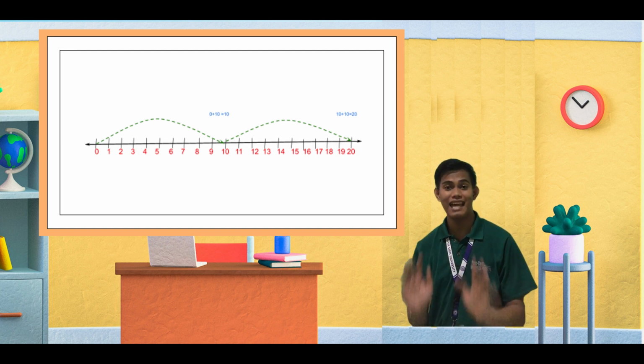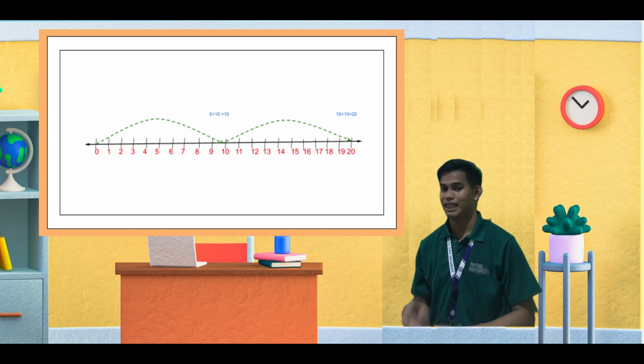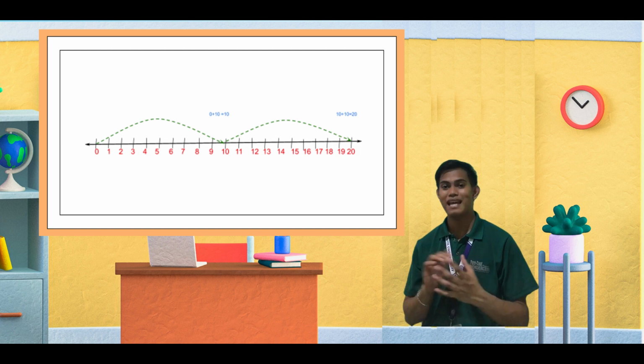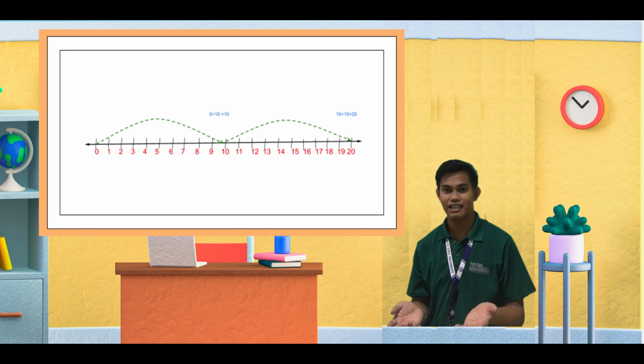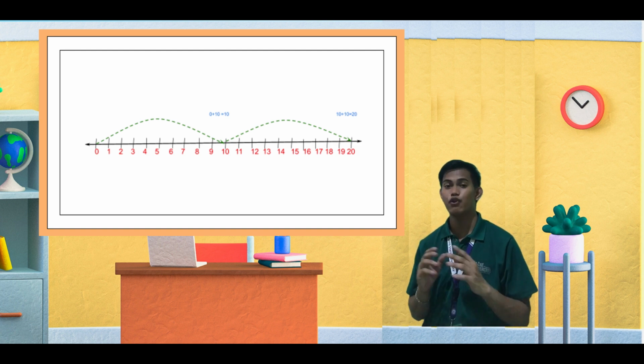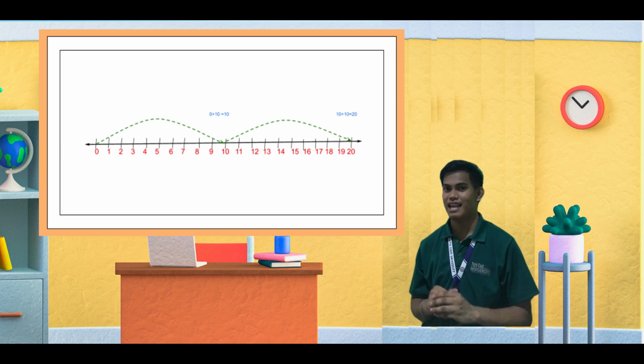Then 10 plus 10 is 20. Then 20 plus 10 is 30. Then 30 plus 10 is 40. And 40 plus 10 is 50, and so on.